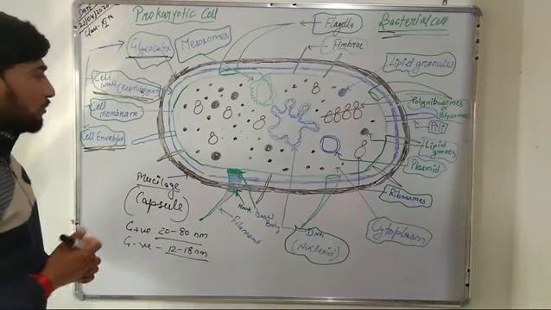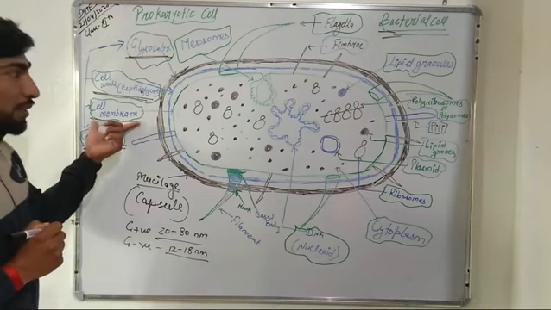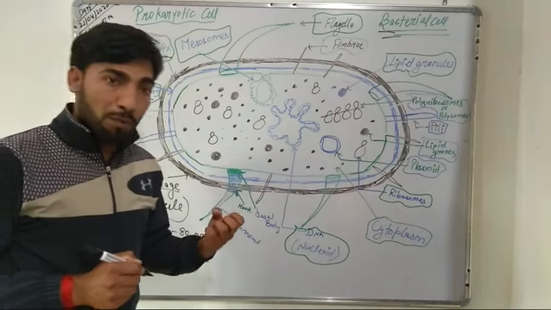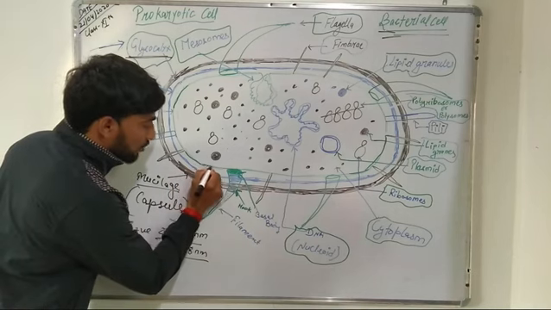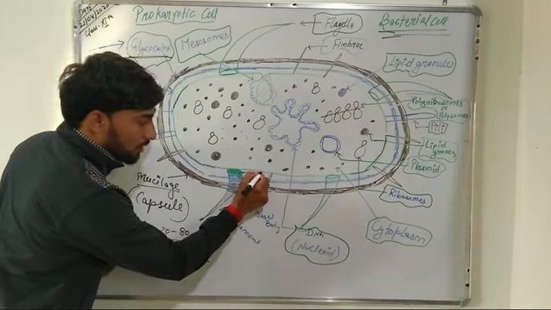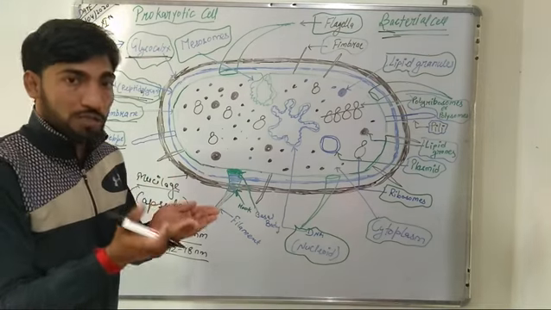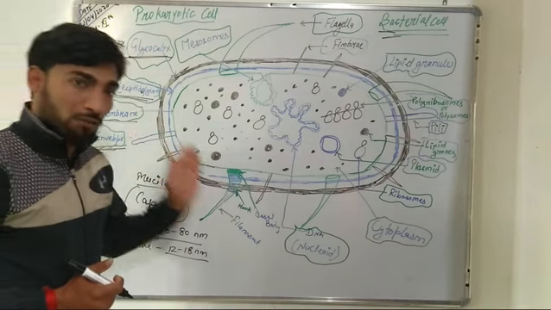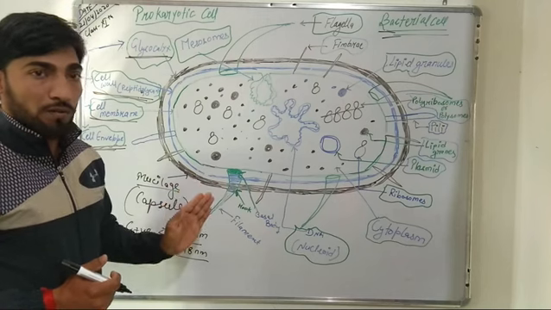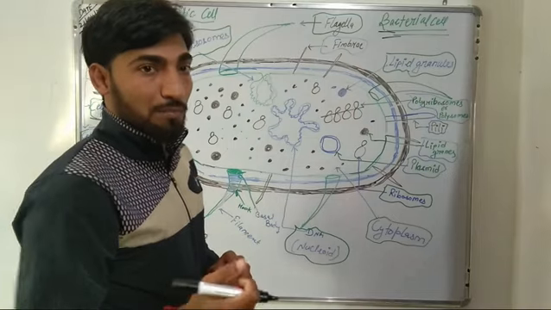The next component of the bacterial cell envelope is the cell membrane. In bacteria, it is selectively permeable and it is present towards the cytoplasm. It is shown in the green color, the innermost layer of the cell envelope, and it encloses the cytoplasm of a bacterial cell. It is made up of phospholipid bilayer along with intrinsic, extrinsic, and transmembrane proteins.